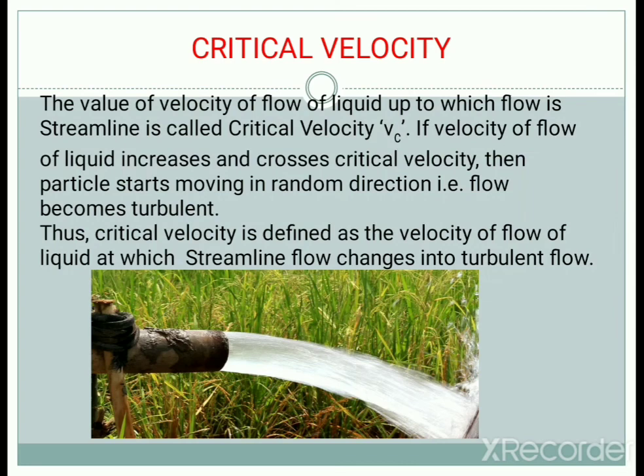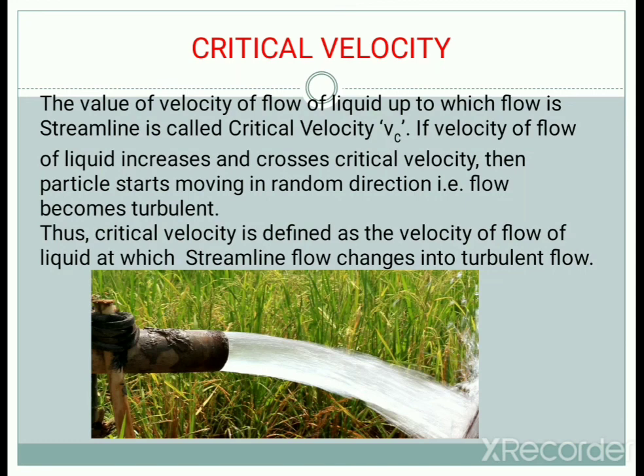Now see in the picture, at the start the flow is streamlined, and after a certain velocity this flow is converted into turbulent flow. So that velocity, that point, is called critical velocity. So the critical velocity is defined as the velocity of flow of liquid at which streamlined flow changes into turbulent flow. Or we can say the velocity up to which the flow remains streamlined is called critical velocity.